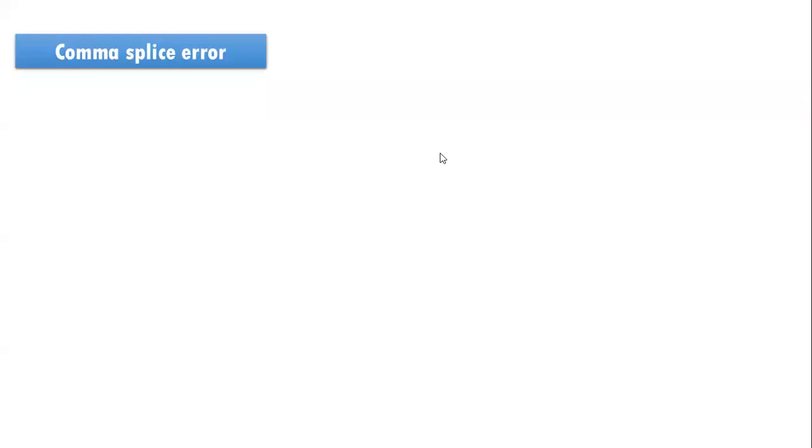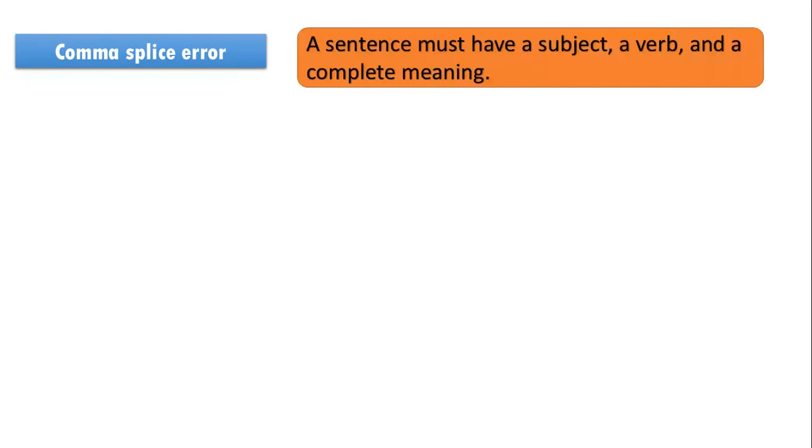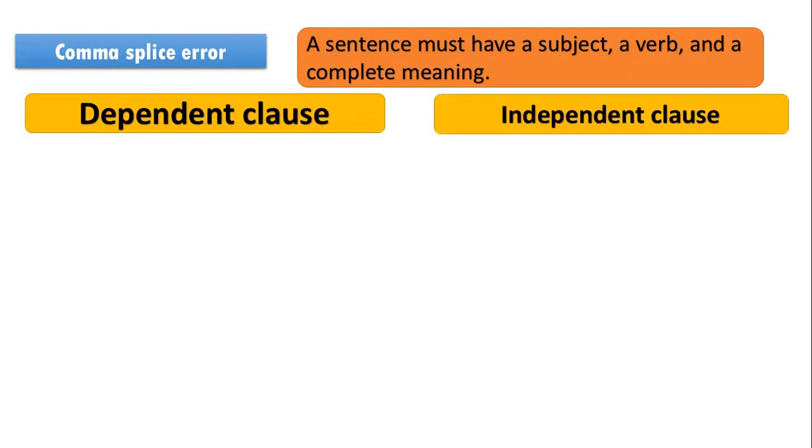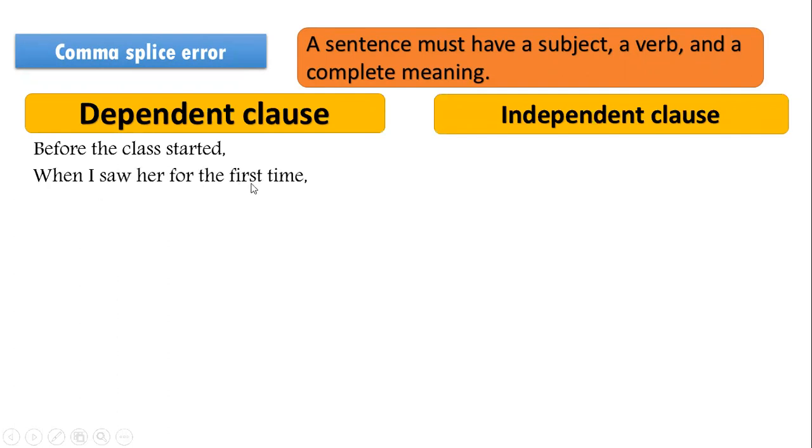Now, after you've watched the video, Shabab, let's move forward with our topic, comma splice error. As you have seen, a sentence must have a subject, a verb, and a complete meaning. We have dependent clauses and independent clauses. What's different is this. Before the class started, does this part of a sentence give you a complete meaning? Do you understand what happened? I don't think so. How about this? When I saw her for the first time, what happened? It's not complete meaning. Yes, it has a subject, it has a verb, but still it doesn't give a complete meaning on its own.